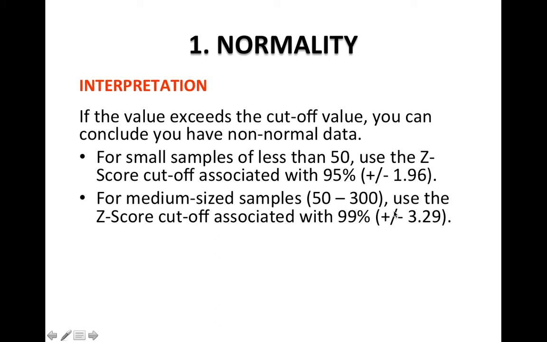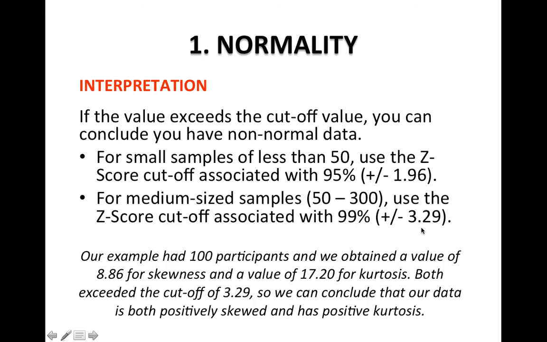Once you're at a larger sample, you would use the cutoff associated with 99.9%, which is 3.29. Our sample had 100 participants, and we obtained a value of 8.86 for skewness and 17.20 for kurtosis.